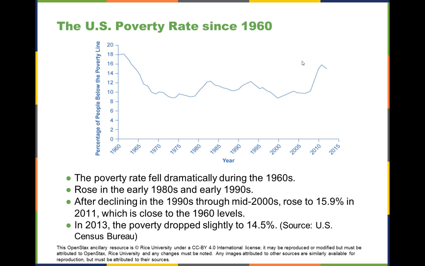Here you can see the U.S. poverty rate since 1960, which was about 18%, and then the Great Society programs were introduced, which really makes up a lot of the welfare programming we have today.